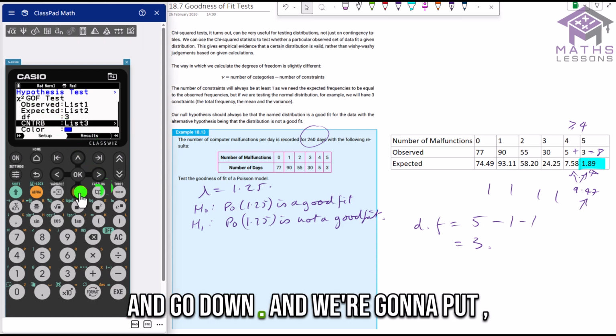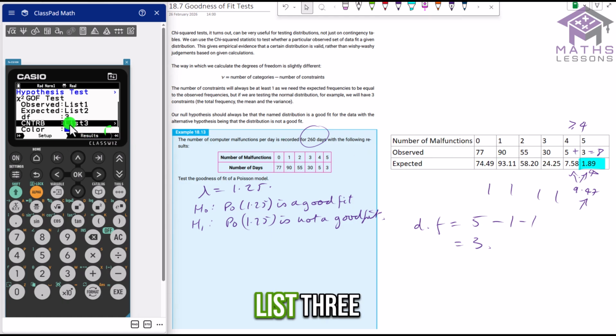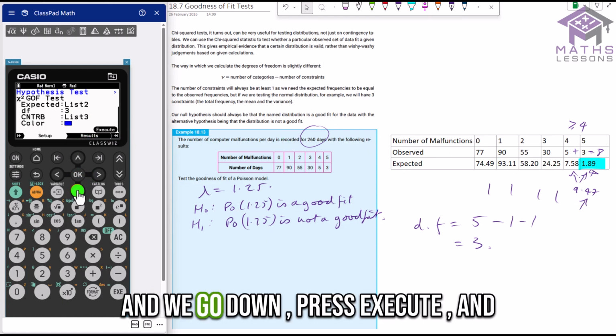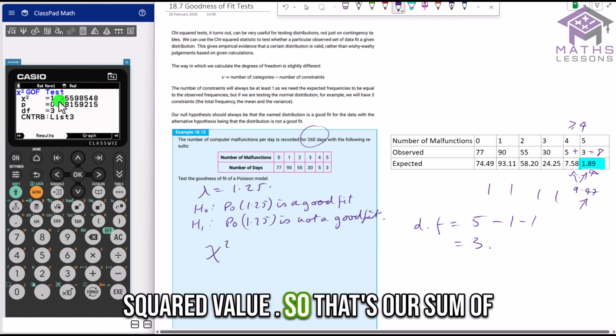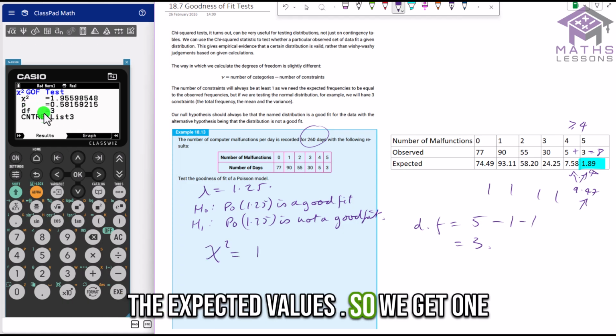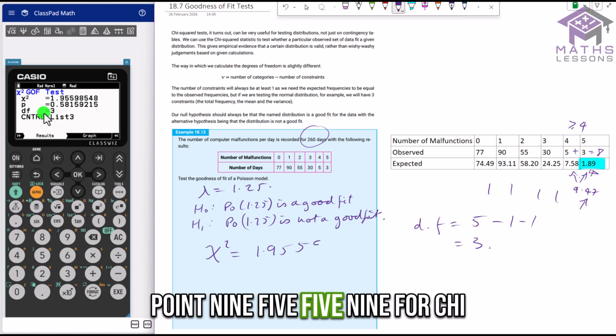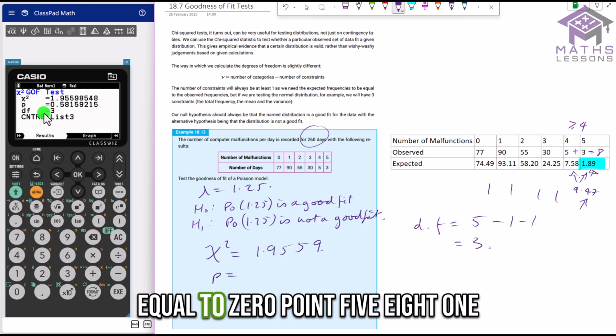And go down, and we're going to put the calculated differences into list 3. And we go down, press execute, and what we get is our chi-squared value. So that's our sum of our differences squared divided by the expected values. So we get 1.9559 for chi-squared, and we see our p-value is equal to 0.581.